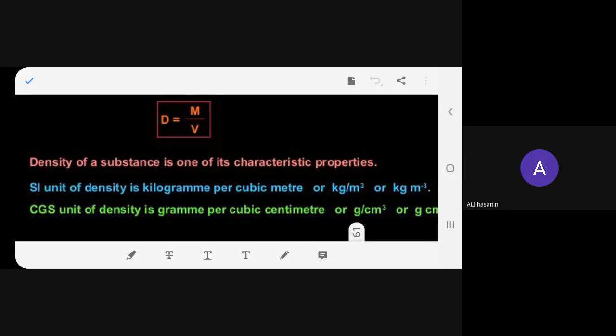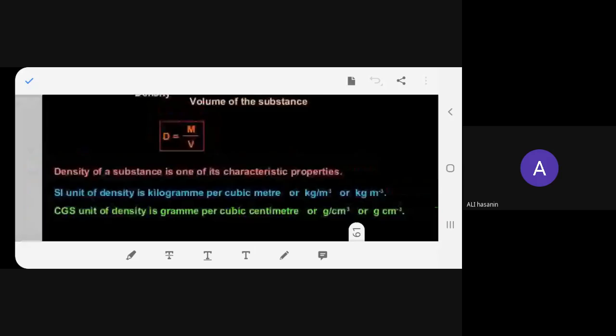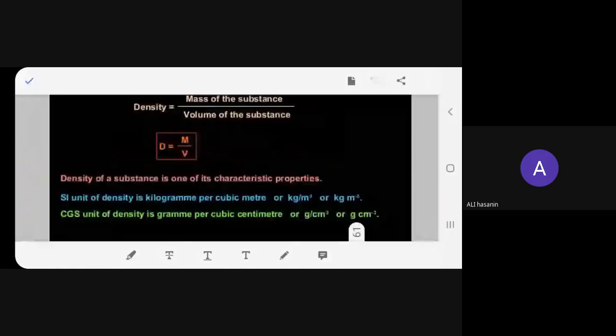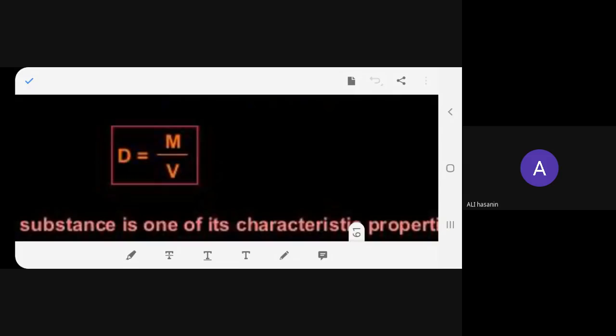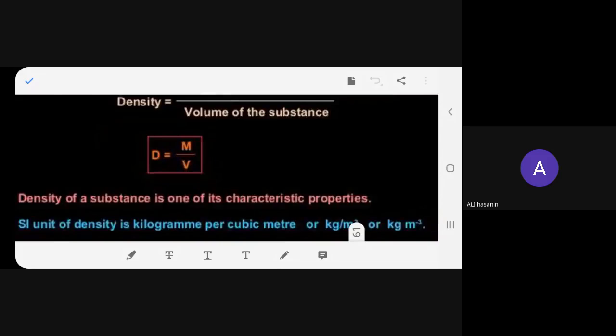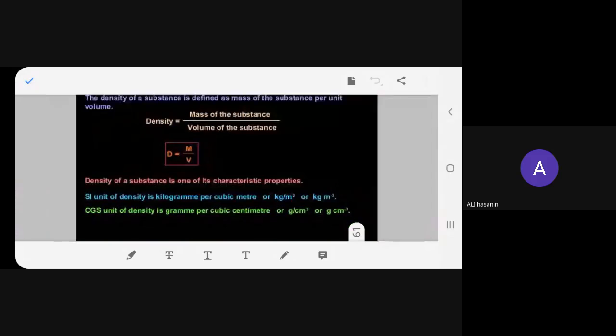Fine. So what is density? Mass per unit volume. This is what you have to remember. M upon V. Is it clear? Okay.